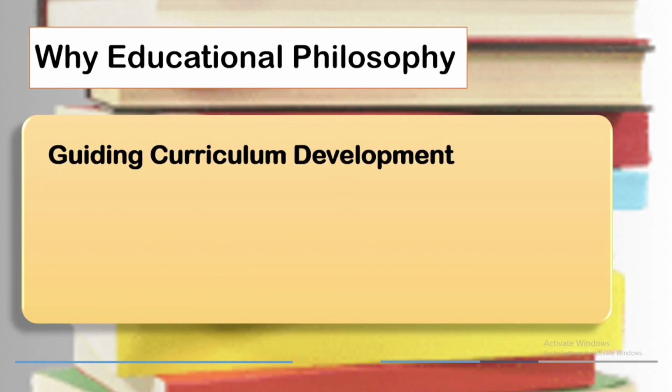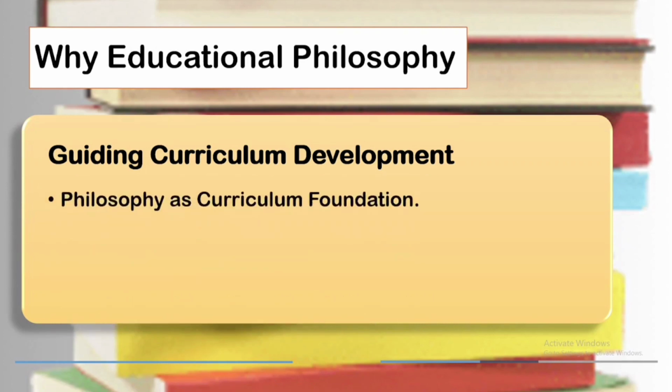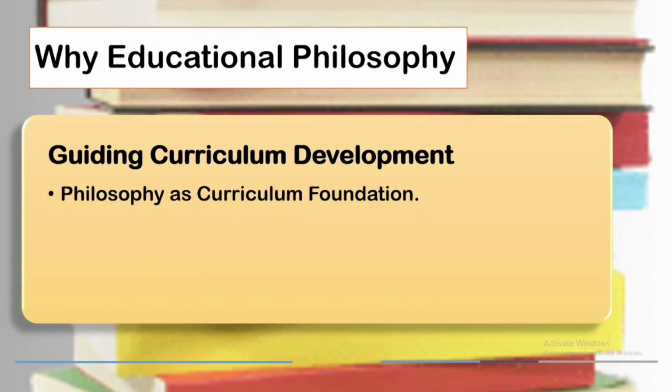Guiding curriculum development. The choice of subjects, topics, and the overall structure of the curriculum is heavily influenced by educational philosophy. Perennialism might emphasize classical literature and timeless knowledge, while Progressivism may advocate for interdisciplinary, experiential learning. The curriculum is a tangible expression of educational goals. Philosophy ensures that the content and structure of the curriculum aligns with the broader aspirations of education.